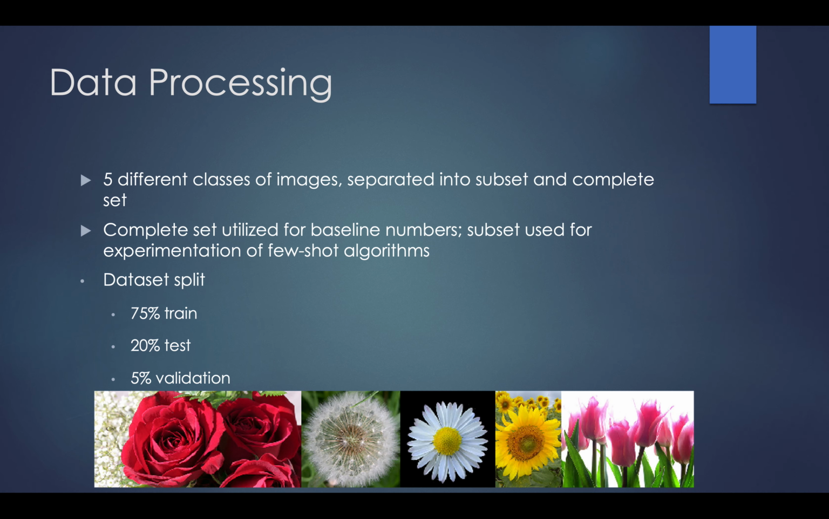So for our data processing for our transfer learning, and for MAML as well, we had 5 different classes of images separated into a subset and a complete set. The complete set was utilized for baseline numbers, and our subset was actually used for our real experimentation. And our data split was 75, 20, and 5. And down here we can see our 5 different classes. We have a random image from each class. So we have, from left to right, roses, dandelions, daisies, sunflowers, and tulips as well.